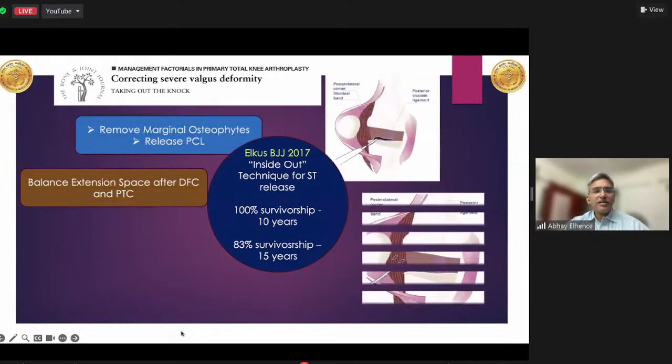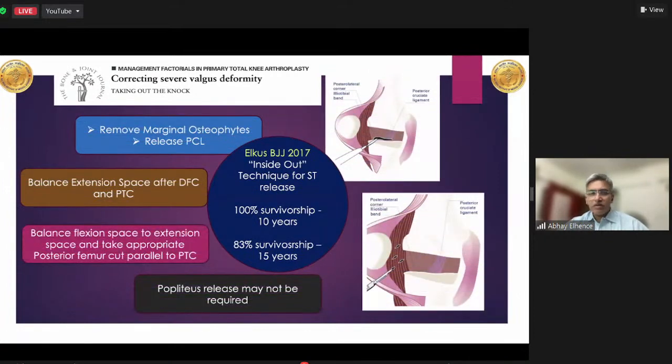And this means balance the extension space after the distal femur and the proximal tibial cut, remove marginal osteophytes, release PCL, do the posterior capsule and posterolateral capsule release. If it is further tight in extension, balance it further with IT band pie crusting to maintain continuity of the IT band. Popliteus may or may not require to be released.